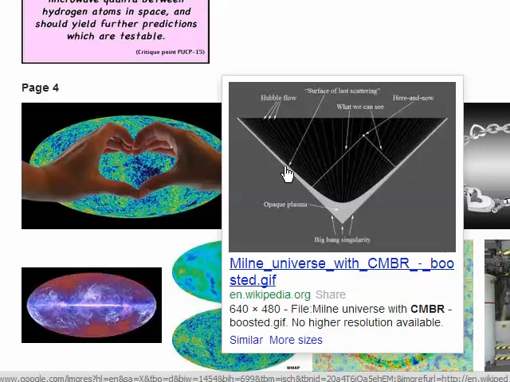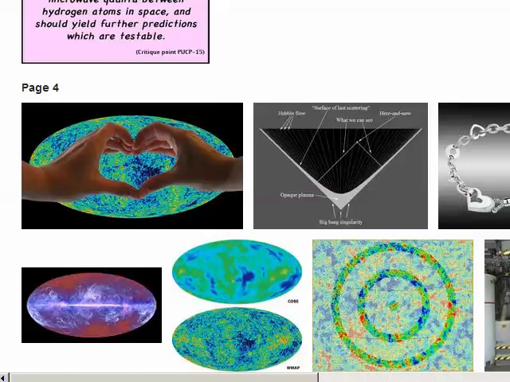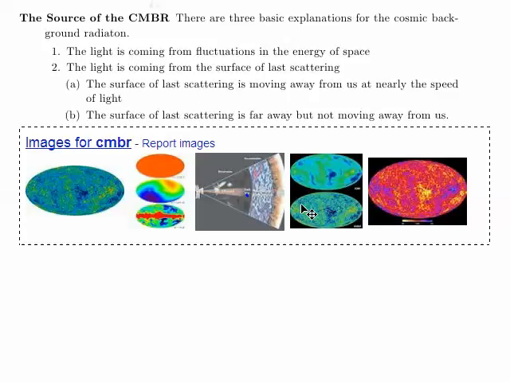being something that we can actually look at, and if we are here, then we would see a different color over here and over here. But what I was really planning to talk about in this video was the three basic explanations for the cosmic background radiation. There's three basic explanations.